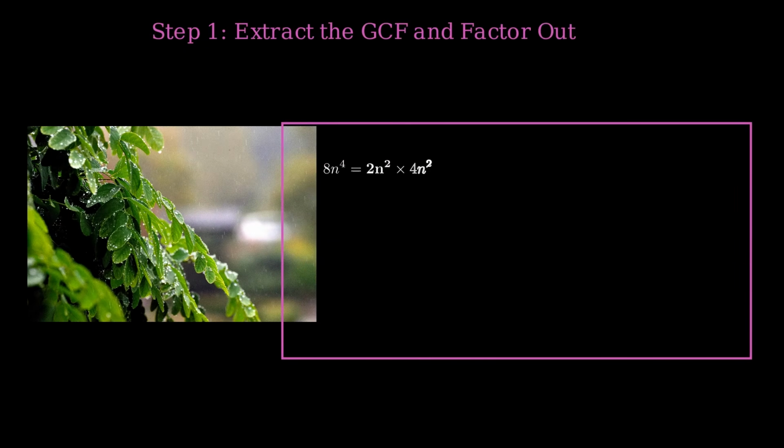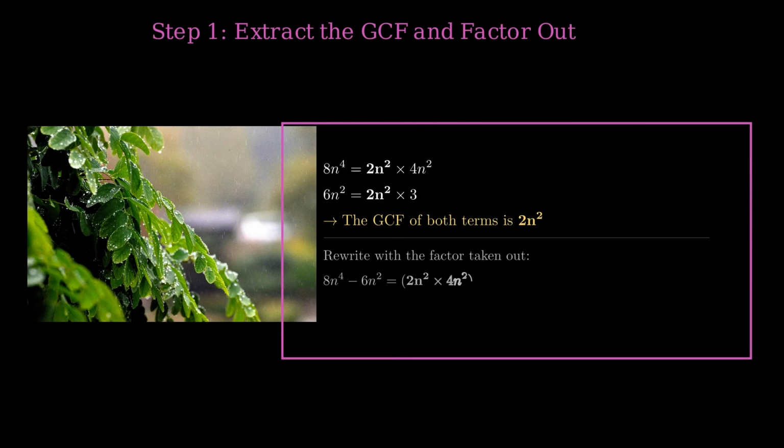Step 1. Let's find the greatest common factor of our two terms. For 8n to the fourth, the components are 2 times 4 and n squared times n squared. For minus 6n squared, it's minus 2 times 3 times n squared. The shared factor present in both terms is 2 and n squared, so our GCF is 2n squared. Next, rewrite the expression with this factor taken out. This leaves us with 2n squared times the quantity 4n squared minus 3.